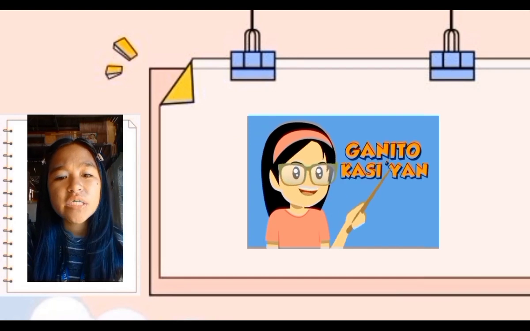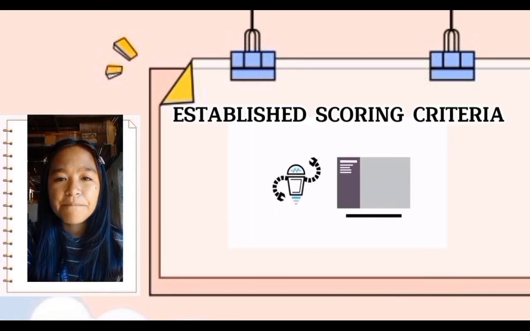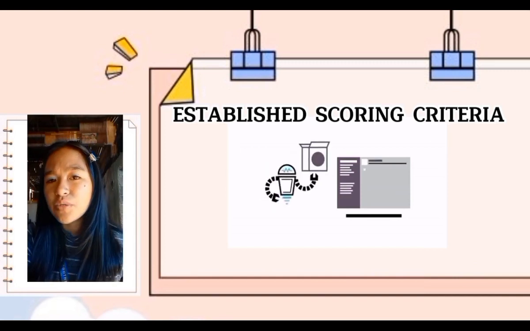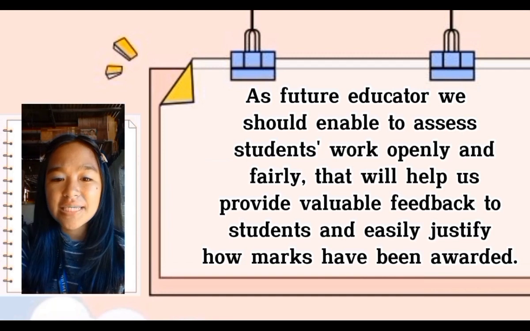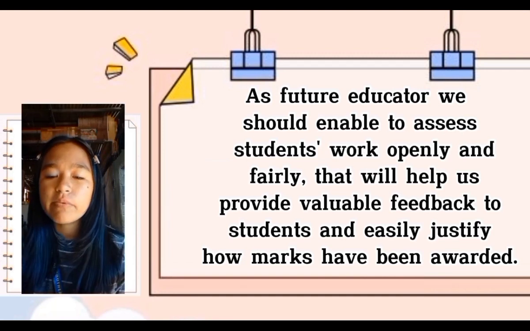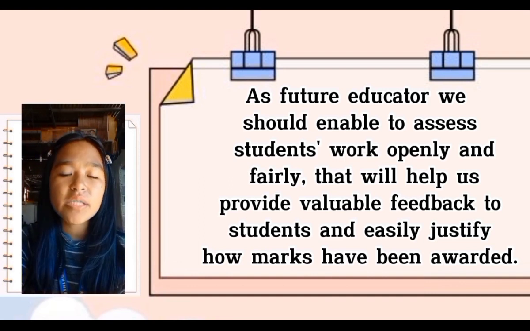So after determining the student reflection guidelines, the next step is to establish the scoring criteria you will use in evaluating student performances. As future educators, we should be able to assess students' work openly and fairly. That will help us provide valuable feedback to students and easily justify how marks have been awarded.